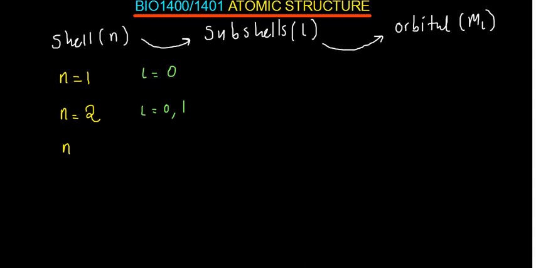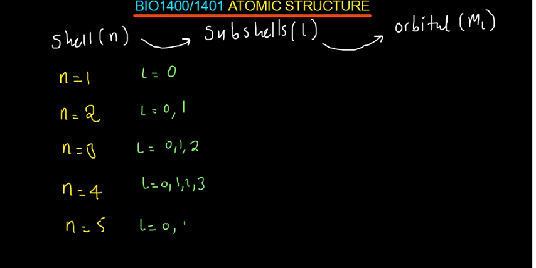When n is equal to 3, L is going to be from 0 to n minus 1. 3 minus 1 is 2, so L is going to be 0, 1 and 2. And when your n is equal to 4, 4 minus 1 is 3, meaning that L is going to be 0, 1, 2 and 3. When n is equal to 5, meaning that L is going to be what? L is going to be a number from 0 to 4, because L is n minus 1. So L is going to be 0, 1, 2, 3 and 4.